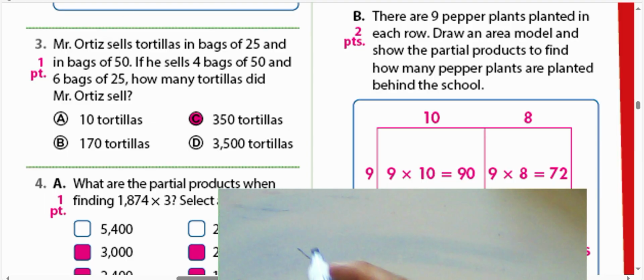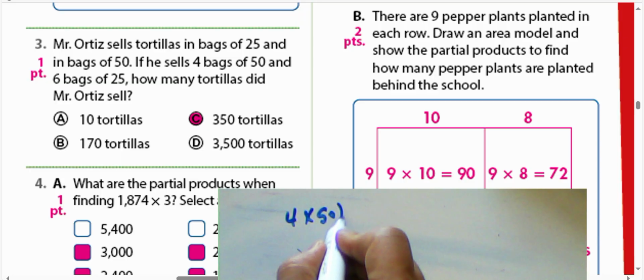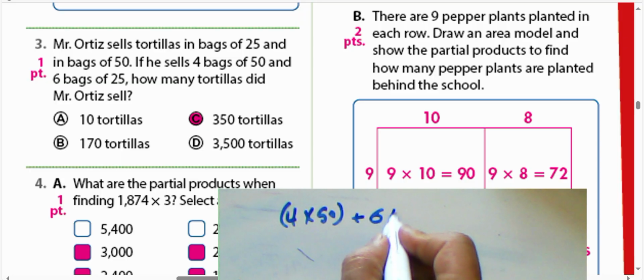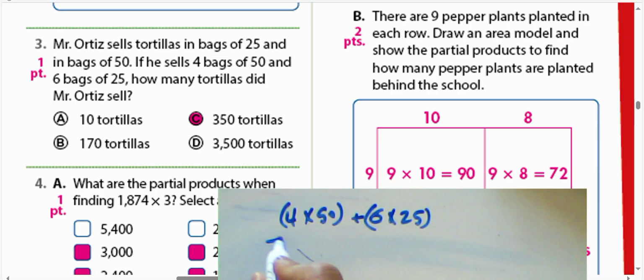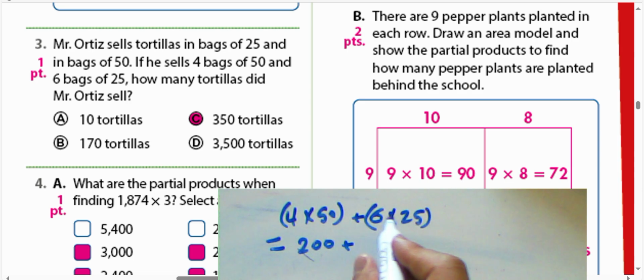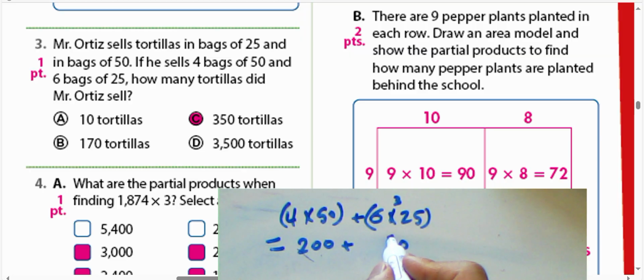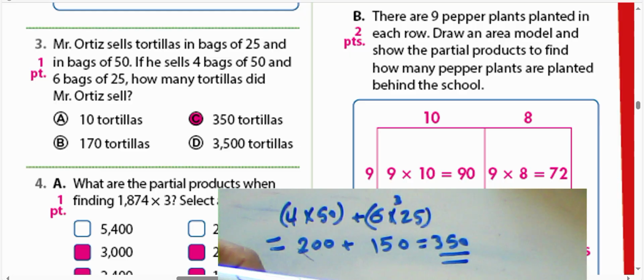We can write the numbers here about sales. He sells 4 bags of 50 and also 6 bags of 25. We can write 4 times 50: write 0, and 4 times 5 is 20. And write 6 times 25: 5 times 6 equals 30, write 0 and carry 3. 2 times 6 is 12, plus 3 equals 15. Then the answer will be 350. The sum of them will be 350 turtles.